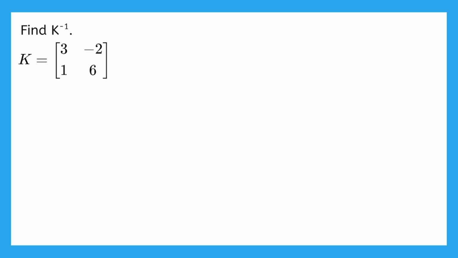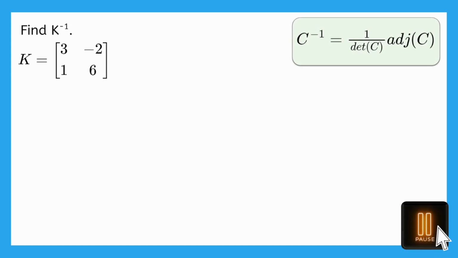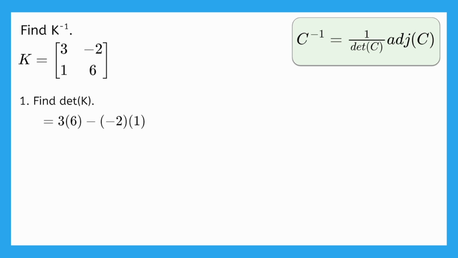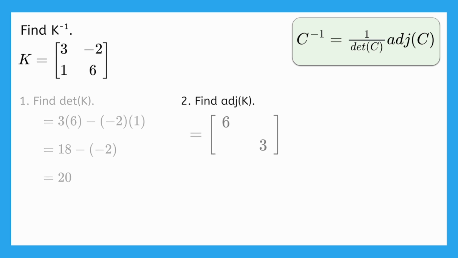Take a shot at this example on your own. Find the inverse of matrix K. Pause the video and come back to check your work. Let's review your work. First, I found the determinant of K, which gave me 18 minus negative 2, which is equal to 20. Then, I found the adjoint matrix by swapping 3 and 6 and flipping the signs of negative 2 and 1.